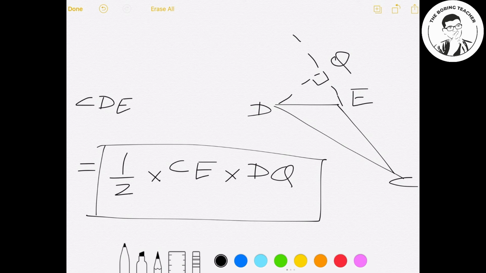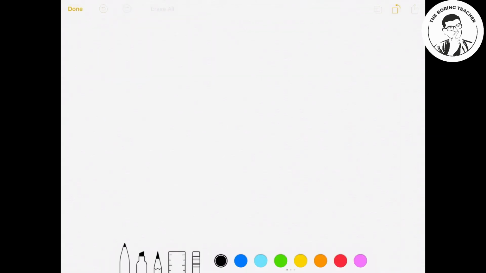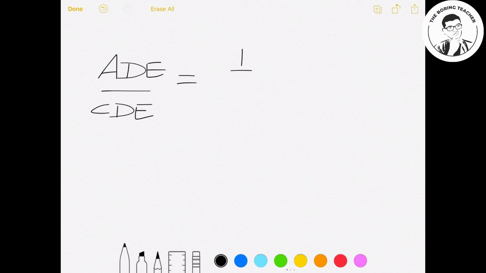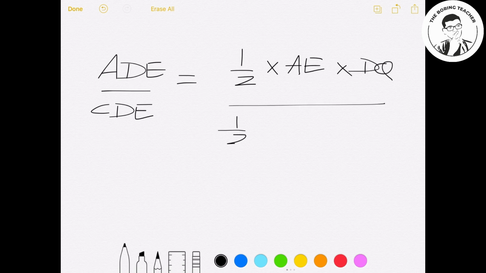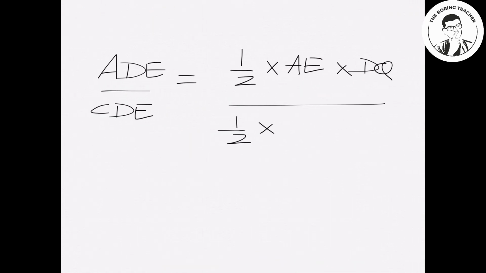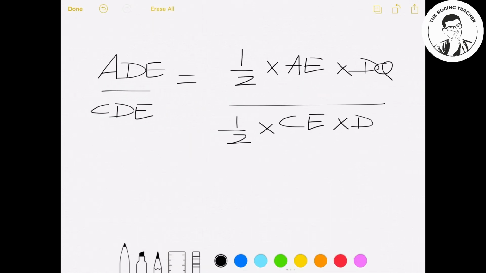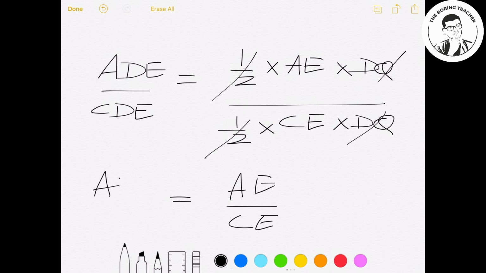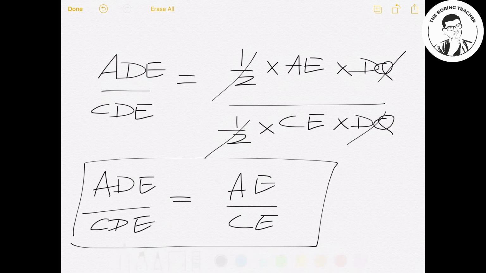Now let us take again the ratio of the area of these two triangles. ADE upon CDE is equal to half multiplied by AE multiplied by DQ, divided by half multiplied by CE into DQ. Now DQ cancels, so we have AE upon CE. Let us just write it like this: ADE upon CDE is AE upon CE.